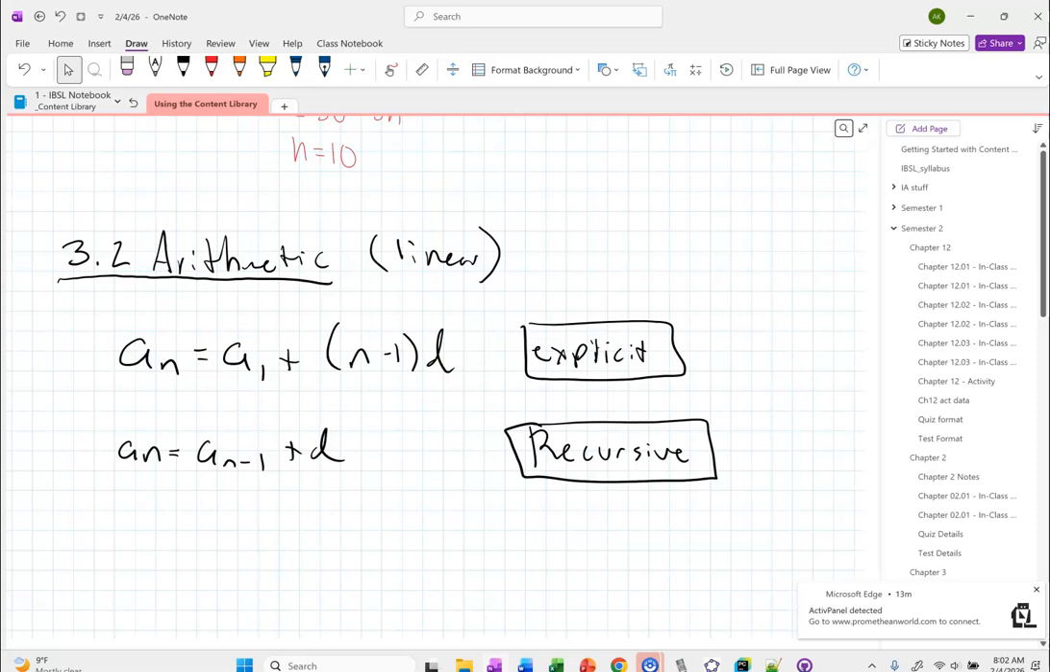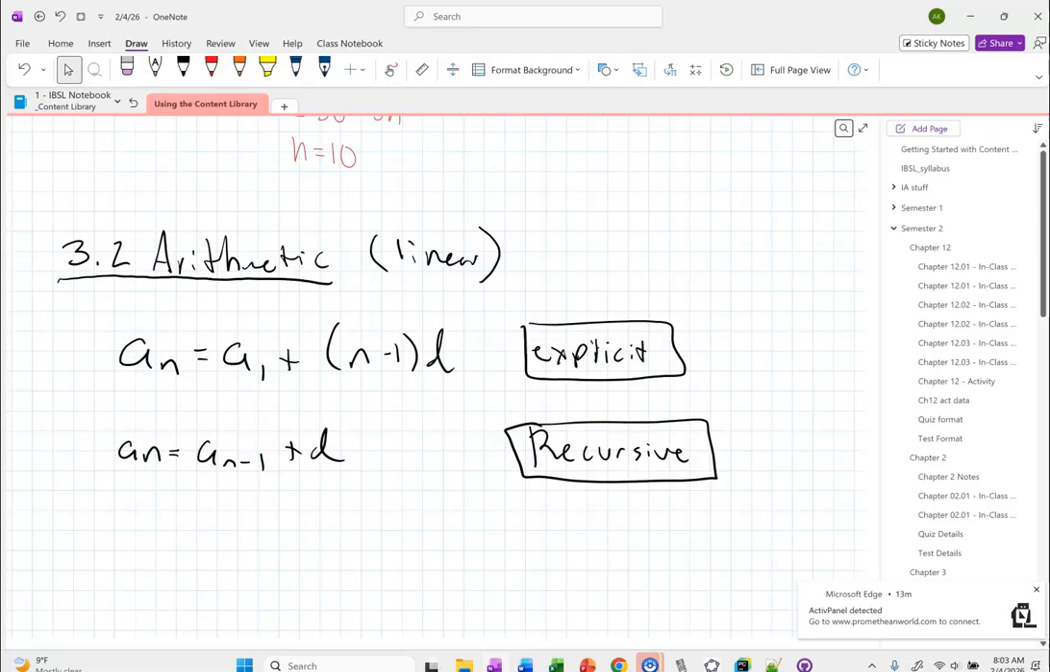So when we say explicit, that means that the formula is only based on the term number. So if I ask you for the 50th term, you can go straight to the 50th term. The recursive formula is a formula that's based on some previous term. So in this case, it would be the term before. So if I wanted the 50th term, and I'm using the recursive sequence formula, I would have needed the 49th term in order to get that, right?